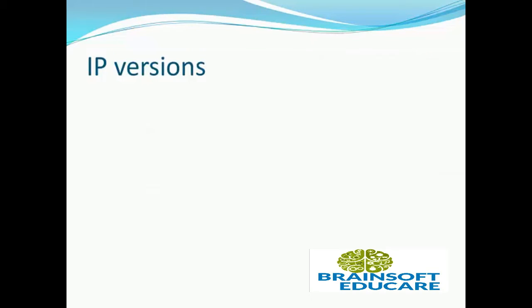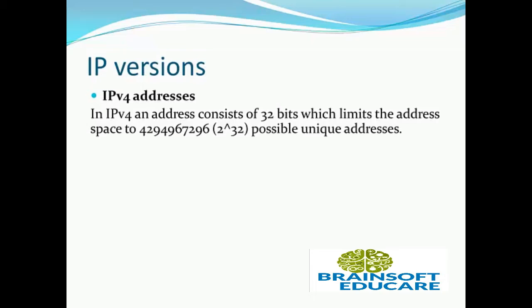There are two versions of IP addresses. One is IPv4 addresses. In IPv4, an address consists of 32 bits, which limits the address space to 2 raised to 32 possible unique addresses.